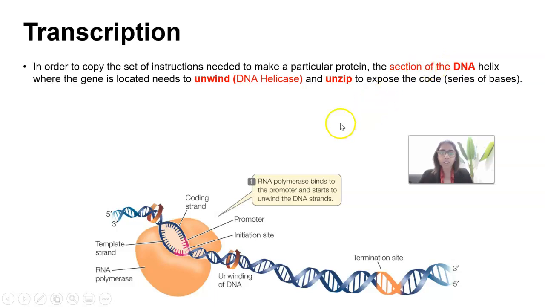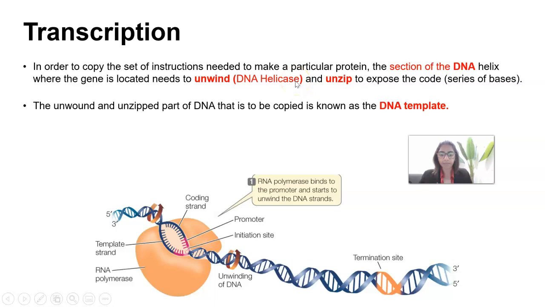Now, in order to read that gene sequence, the DNA must be unwound and unzipped, which we can see here in this little section. So the enzyme that unwinds and unzips that particular section of DNA is DNA helicase. The unwound and unzipped portion of DNA that we are going to read is called the template, the DNA template.